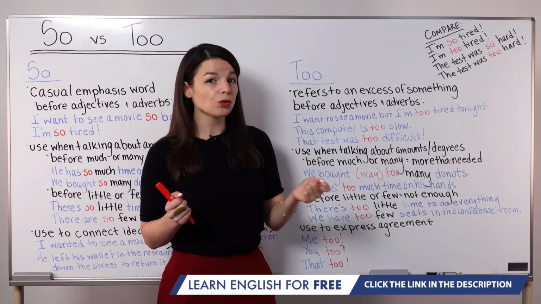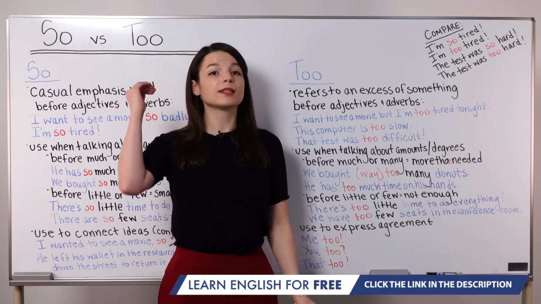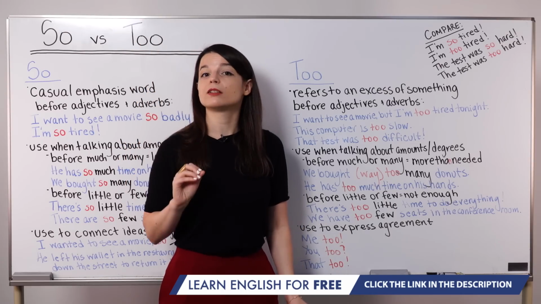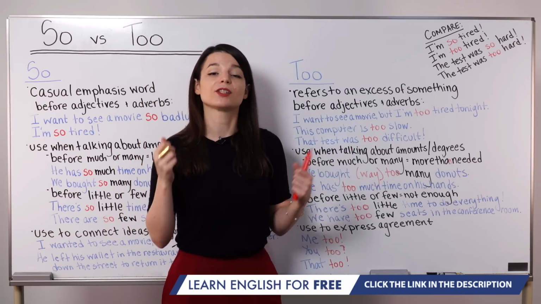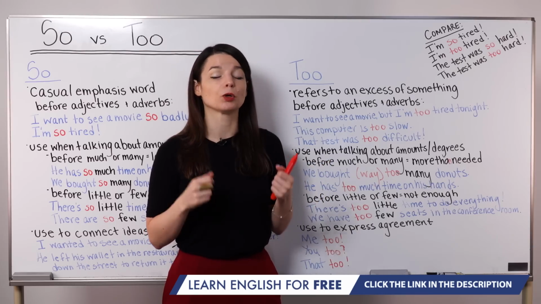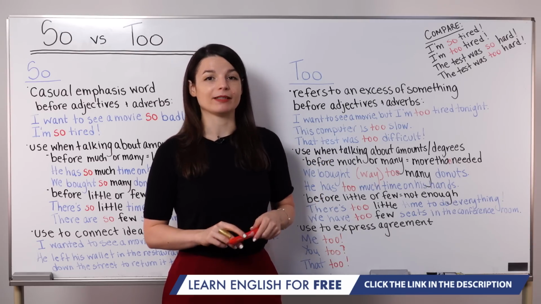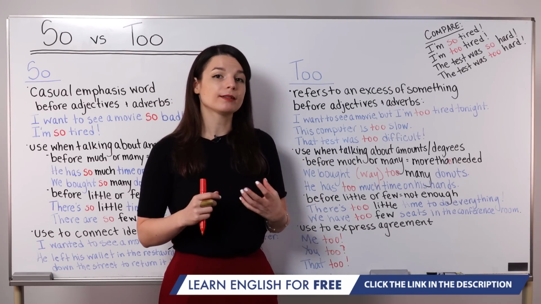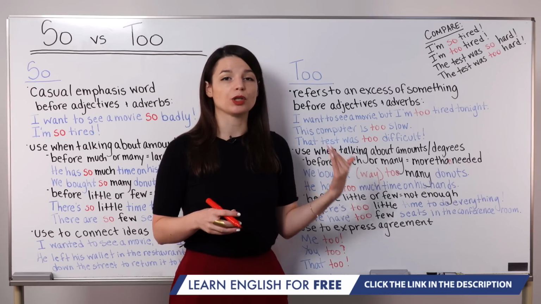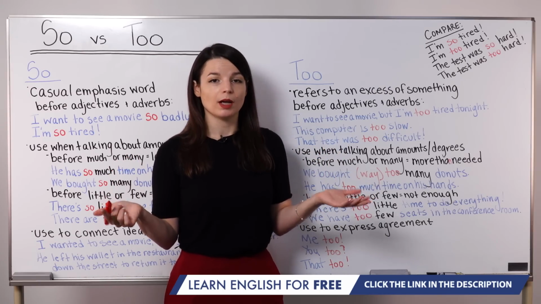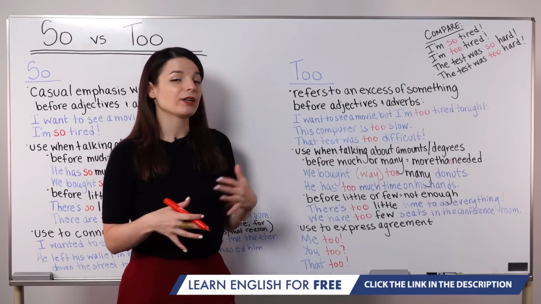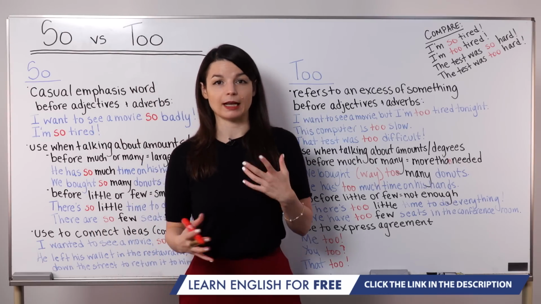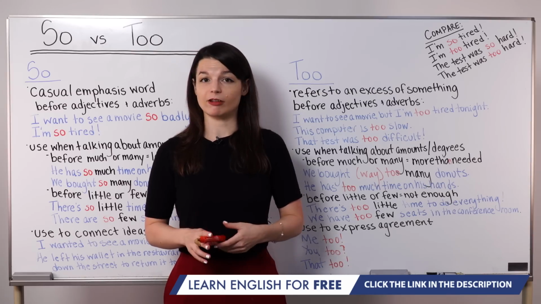The test was too hard means it was unreasonable. The difficulty level was unreasonable. It was an excess, like the test should have been easier or it should not have been so difficult. So keep this in mind when you're choosing between too and so. So is our simple emphasis word. Too expresses excess of something and it has kind of a negative feel about it.